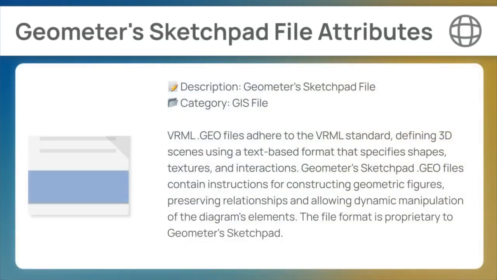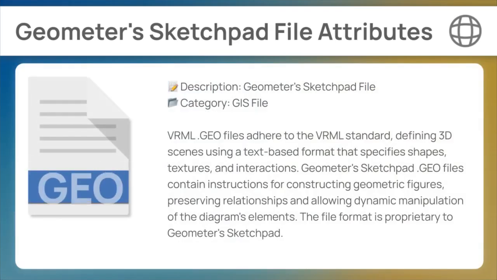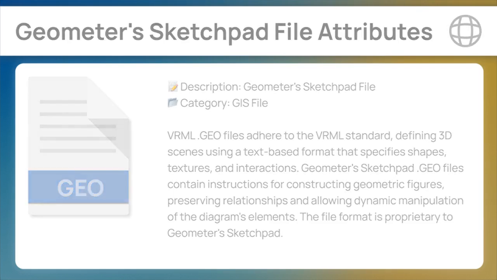VRML GEO files adhere to the VRML standard, defining 3D scenes using a text-based format that specifies shapes, textures, and interactions. Geometer's Sketchpad .geo files contain instructions for constructing geometric figures, preserving relationships, and allowing dynamic manipulation of the diagram's elements. The file format is proprietary to Geometer's Sketchpad.